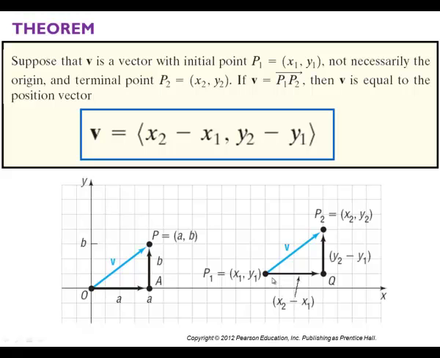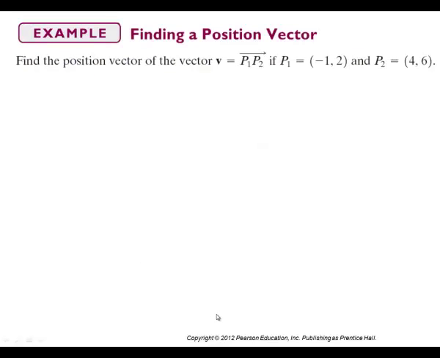And see, here's your x2, y2. Here's your x1, y1. So this is going to be x2 minus x1, and that's your horizontal displacement. And then y2 minus y1, that's your vertical displacement. And so that gives you your direction in both the x and the y displacements.